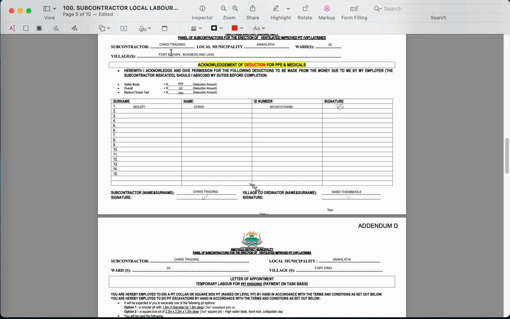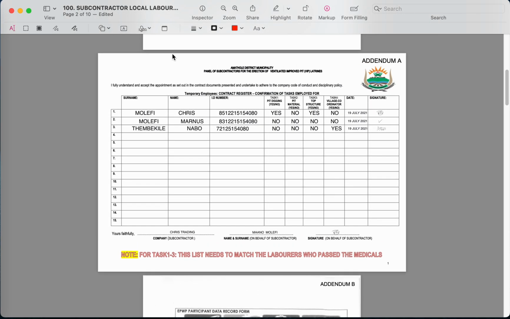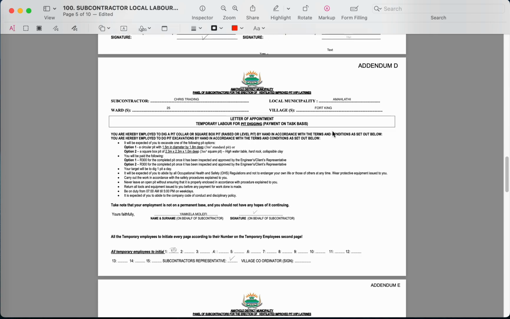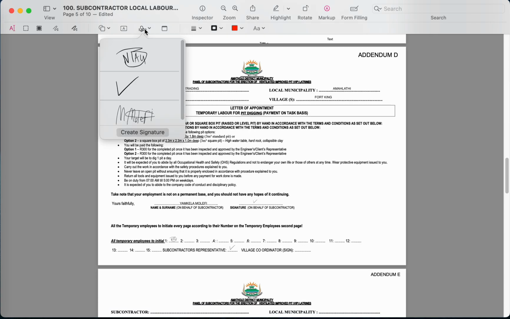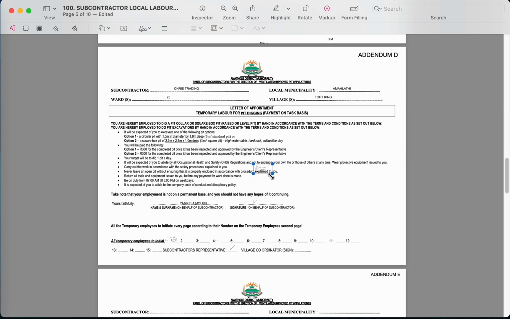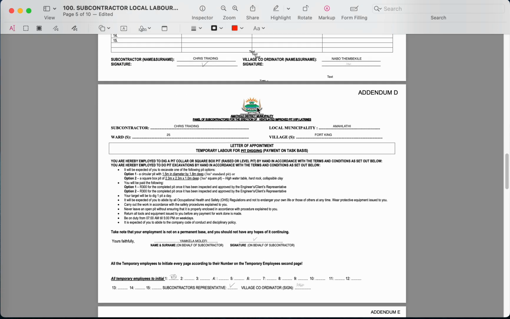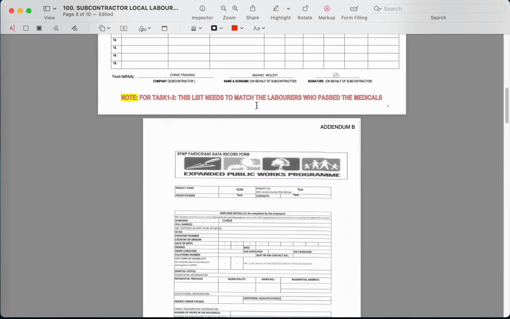And then don't forget, we said on the register, which is addendum A, that Mr. Tembeki Lenabu, who is number 3, is our village coordinator. On each and every page that will come after, the village coordinator needs to sign, meaning Mr. Tembeki Lenabu will now sign here as a village coordinator to agree to say, no, indeed, all the above mentioned employees have signed to acknowledge that they are pit diggers. Let's move, ladies and gentlemen, without further waste of time.